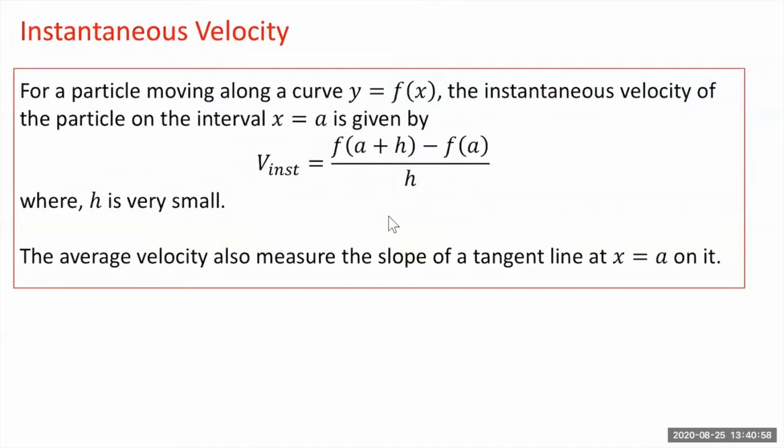Now we are looking at instantaneous velocity. This is a little bit different from the average velocity. Here also we are going to demonstrate with the graph. So let's draw a graph of the function.